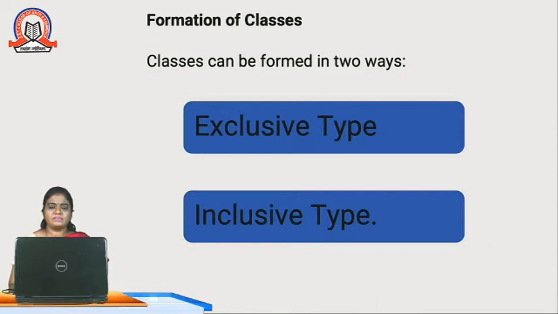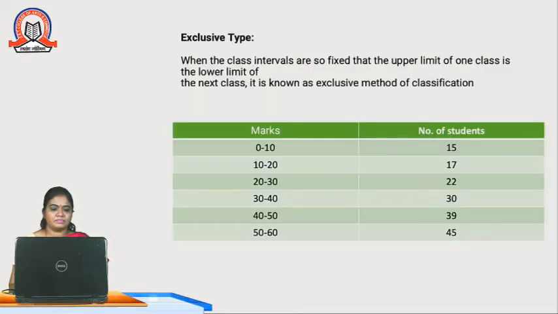There are two types of classes: exclusive type and inclusive type. First let me see the exclusive type. In this exclusive type, the class intervals are so fixed that the upper limit of one class is the lower limit of the next class. Here you can see that in 0 to 10, 10 to 20, the upper limit of 0 to 10 is 10 and the lower limit of 10 to 20 is 10. So this is an exclusive class interval.